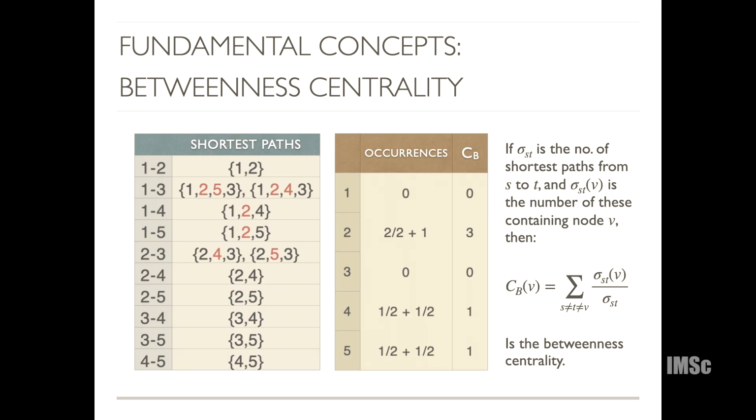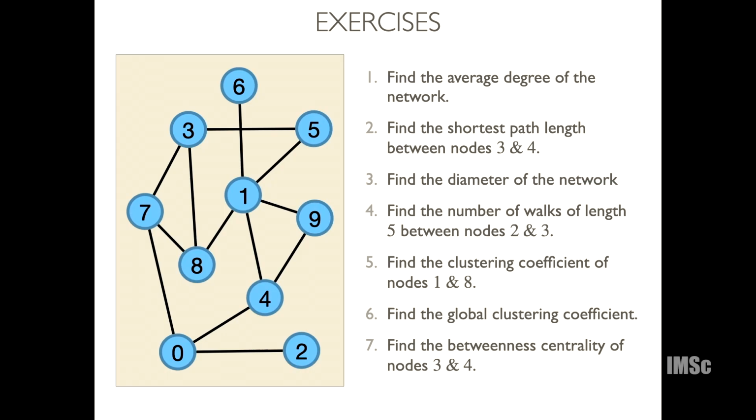So let's say between sigma st. If S is 2 and T is 3, then sigma st will be 2, right? But sigma st of V, so suppose V is 4, then it'll be basically 1, right? So that's half. And similarly over here as well, there'll be another half coming from there. So that's how it works. So this part hopefully is clear, right? Okay.